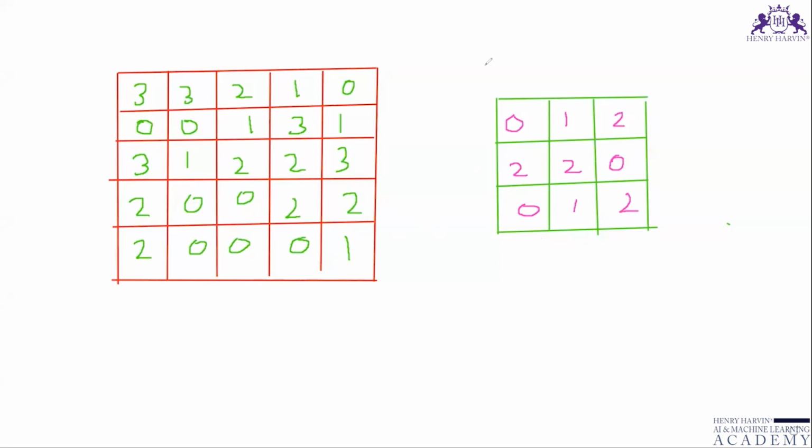Now can you tell me what will be the size of the feature map? Yes, you are right. 5 minus 3 plus 1, which must be 3 cross 3. Let us try to do that now. So what will happen first? This kernel, we will be placing it over here first.